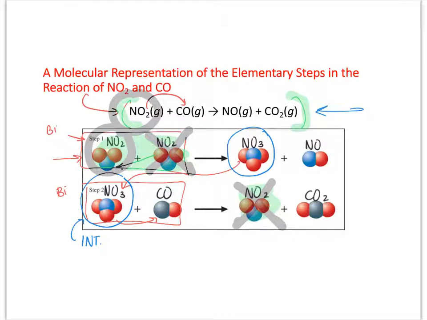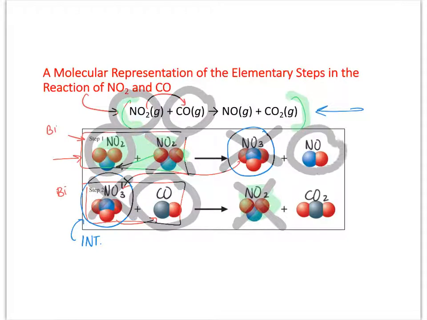Boom. I have the NO3s, which cancel out. And notice there's no NO3 in my overall equation. I have a CO here, CO here. I have nitrogen monoxide as a product, and I have carbon dioxide as a product. So adding those two steps together and canceling out the intermediate and anything else I'm able to cancel out gives me the overall reaction.